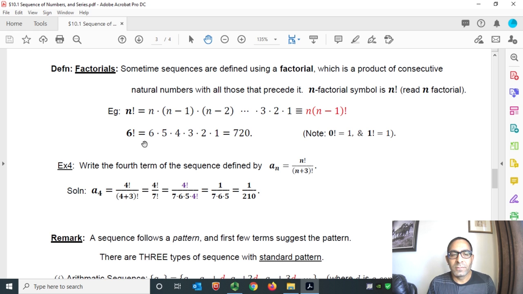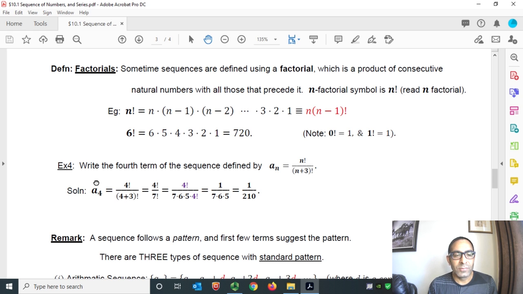In particular, 6 factorial equals 6 times 6 minus 1, which is 5. So here 5. 5 times 5 minus 1, which is 4 here. 4 times 4 minus 1, which is 3 here. 3 times 2 times 1. This turns out to be 720. Note, 0 factorial is 1 and 1 factorial is always 1.